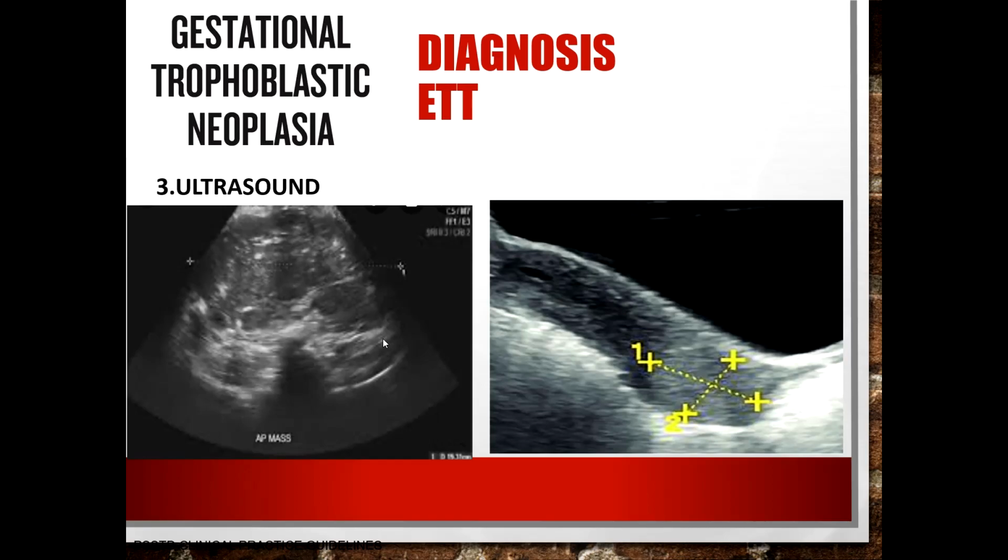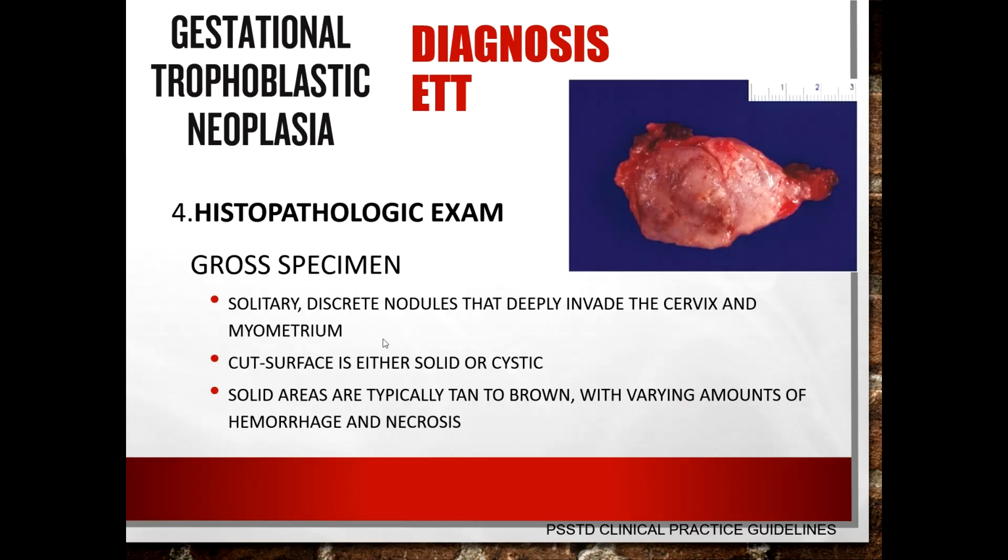So this is an ultrasound picture which is not specific for ETT. It can be seen as a heterogeneous mass in the uterus, commonly seen in the lower uterine segment of the cervix. Grossly, the tumor may present as a solitary discrete uterine mass that usually invades the cervix and the myometrium. It could either be solid or cystic, with varying amounts of hemorrhage and necrosis.